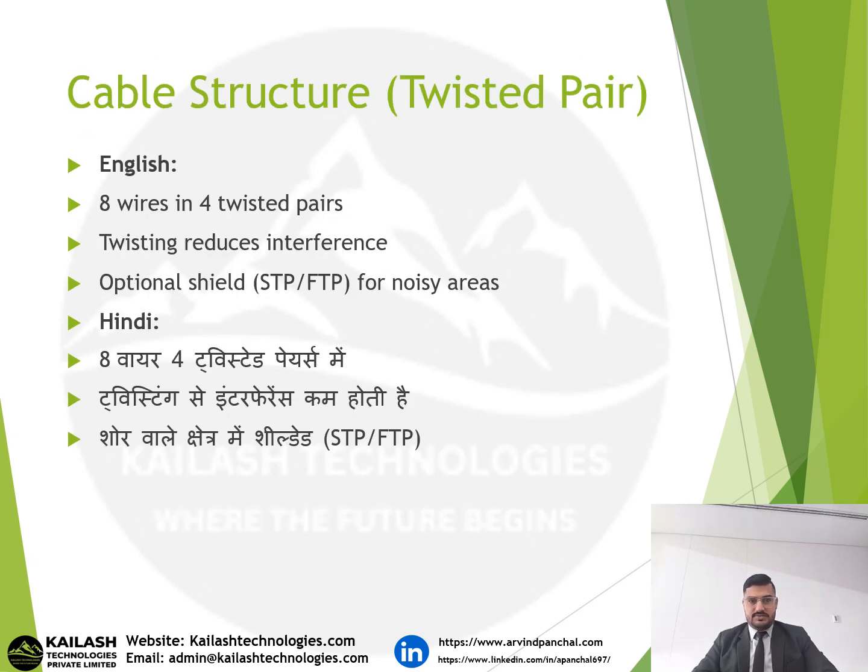Cable structure, the twisted pair cables. Pair means it has 4 pairs in it, 8 wires in 4 pairs. Twisting reduces interference: when wires are straight they cause interference with the other wires and other signals, but when they are twisted they do not interfere. Optional shielding, STP or FTP, is used for noisy areas.